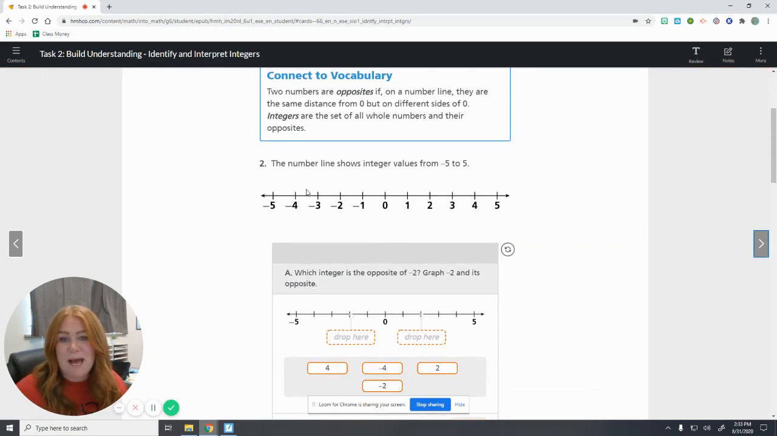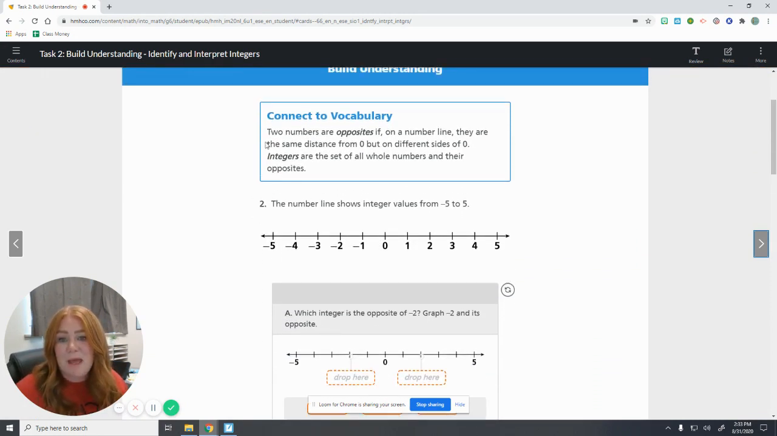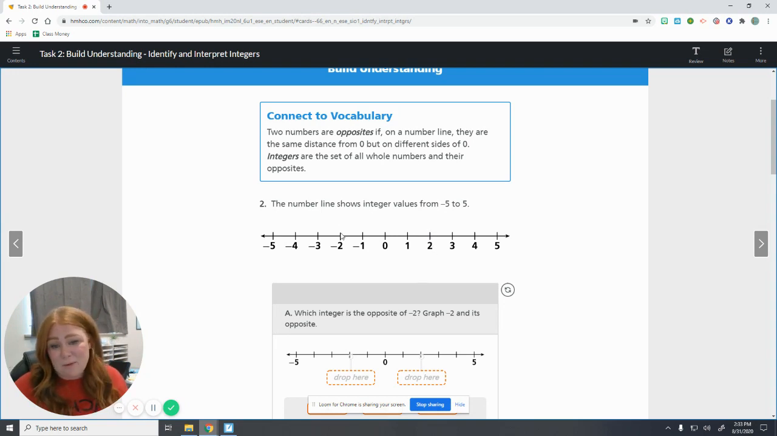Okay, so once you have come back, we are on task 2 here. And so 2 numbers, if we have been listening and following along, can be identified if they are on the same number line and they're the same distance from 0, but they're on different sides of 0. So for example, we talked about earlier in our Spark Your Learning that if you gained 2 yards and you were at +2, the opposite of that would be to lose 2 yards. They're both 2 distances away from 0, but they're on opposite sides of the 0.